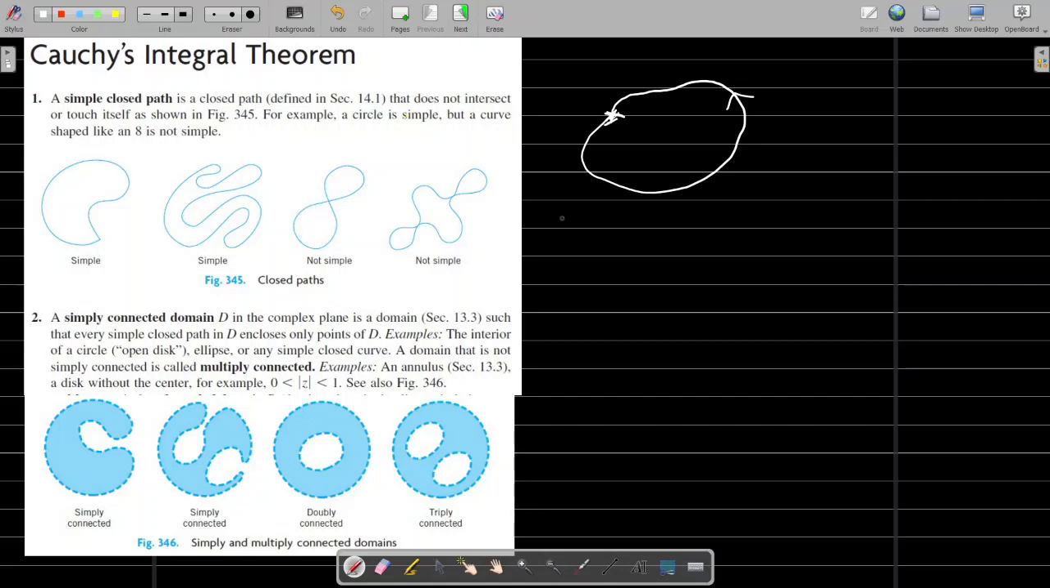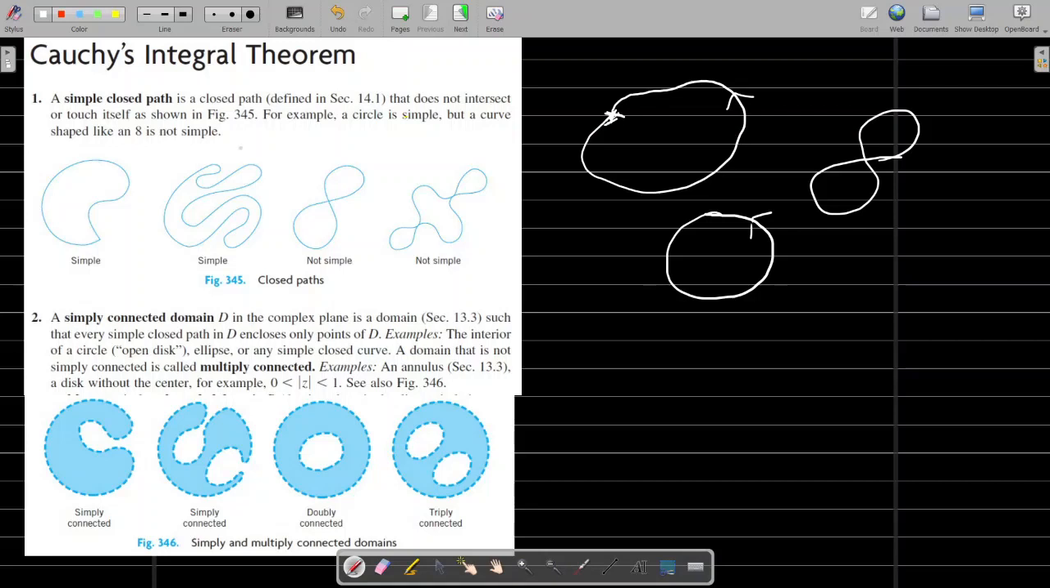Now, a simple closed path is a path that does not intersect itself. Any path that looks like this is not simple. Any path, for example a circle, is a simple closed path.